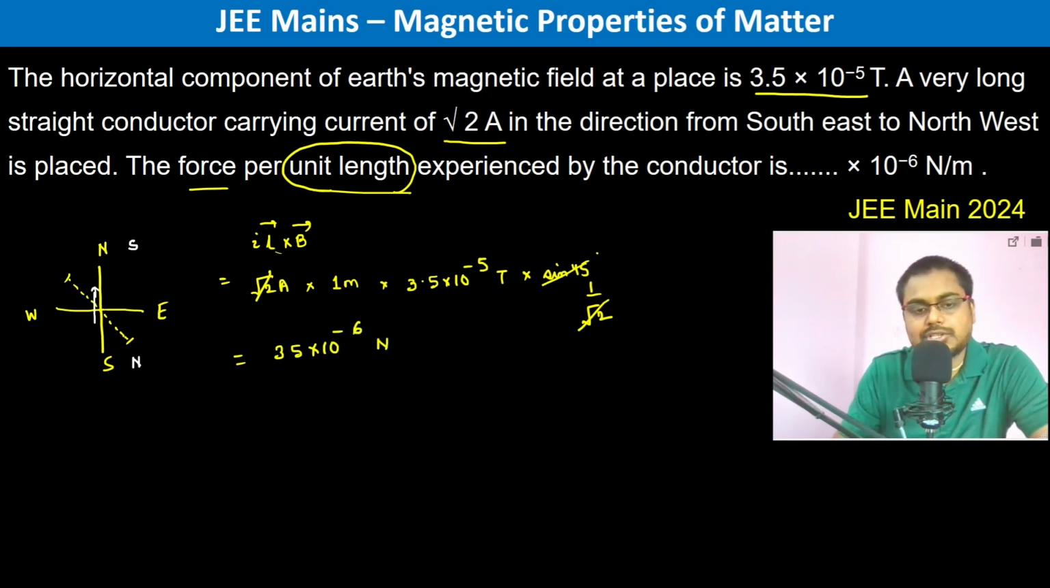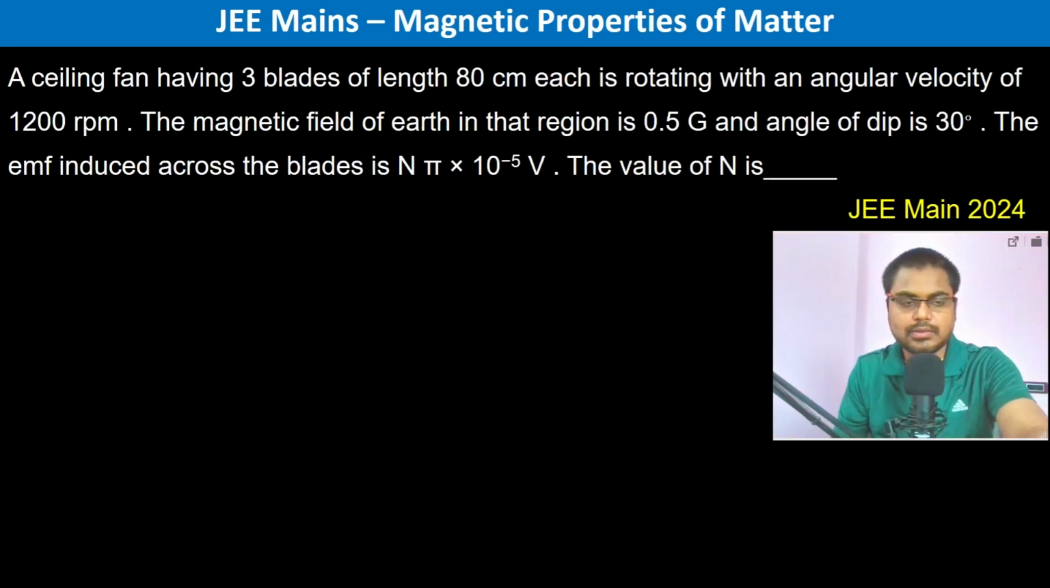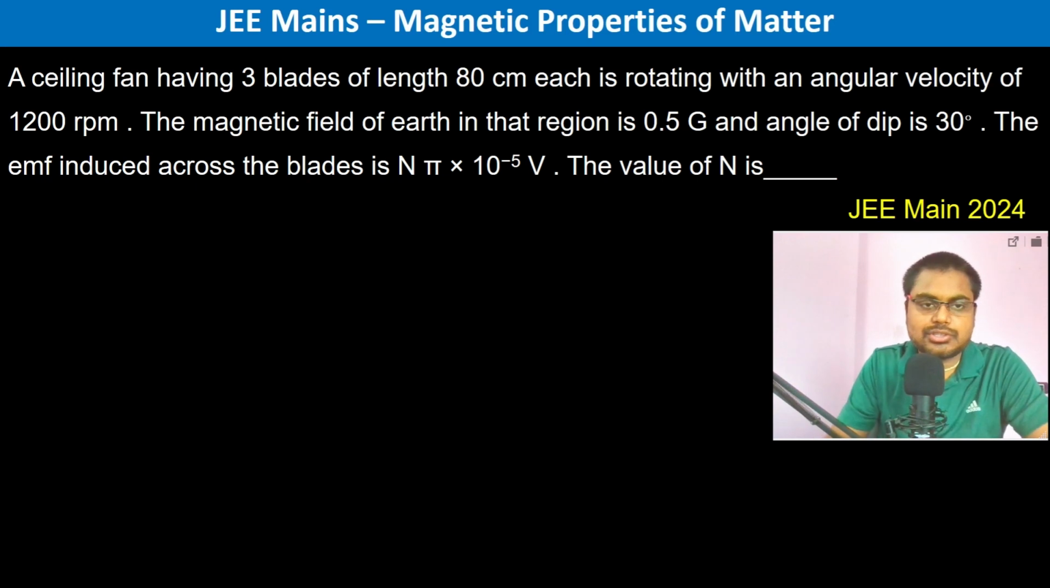So per meter it's 3.35 into 10 to the power minus 6 Newton per meter. So therefore the answer is going to be 35. Thank you. A ceiling fan having 3 blades, each of length 80 centimeter, is rotating with an angular velocity of 1200 rpm.